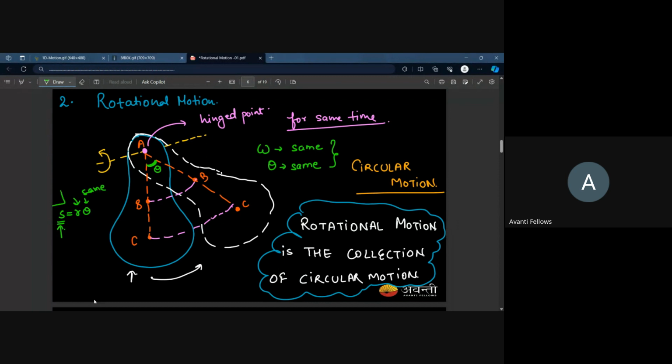So will you remember these two things about rotational motion? First thing, angular variables are the same. And second thing, rotational motion is the collection of circular motion. Is that fine? Yes, ma'am. Okay.